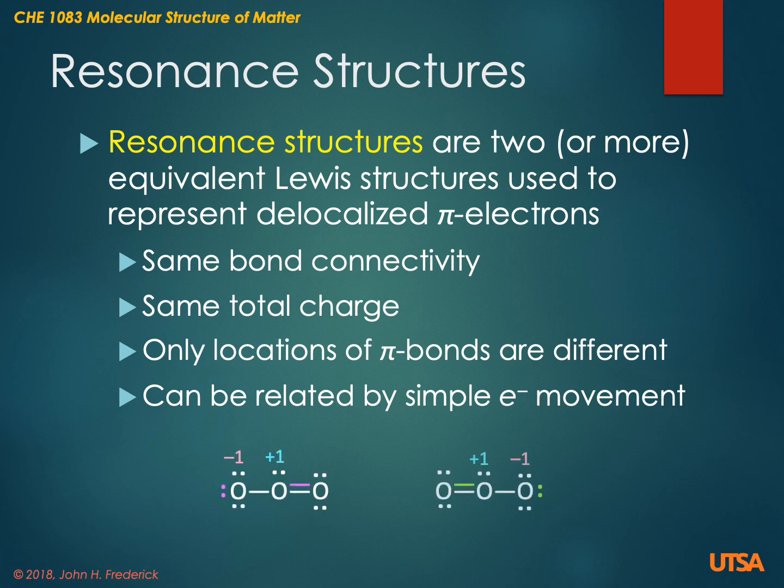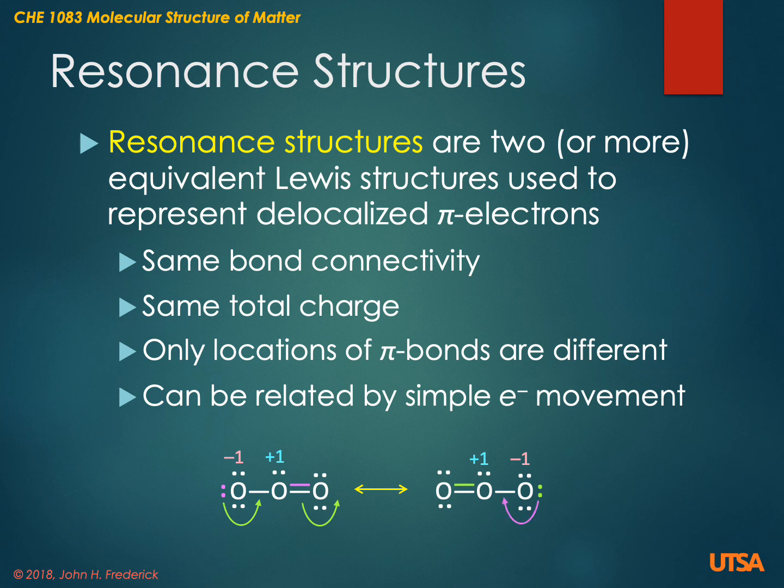So consider this structure for ozone with the second structure for ozone. We could take the non-bonding electrons on the end, move them into that double bond, and that would kick that double bond out and move it into non-bonding electrons. That results in the structure on the right.